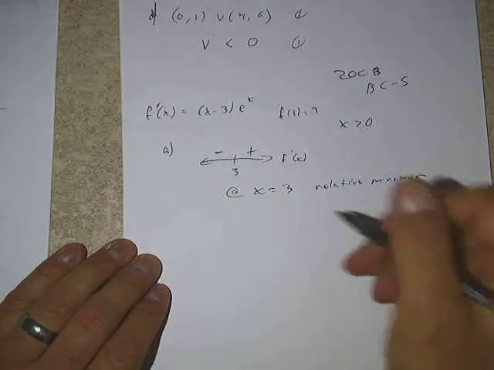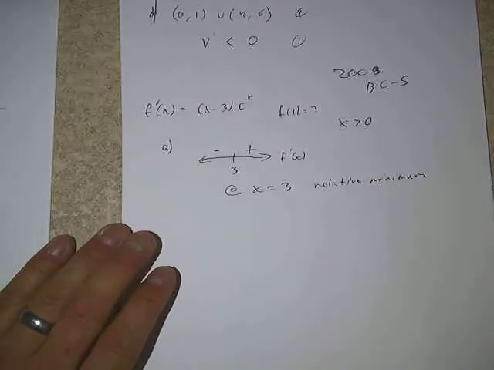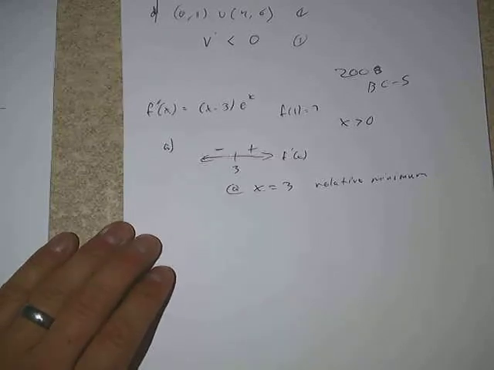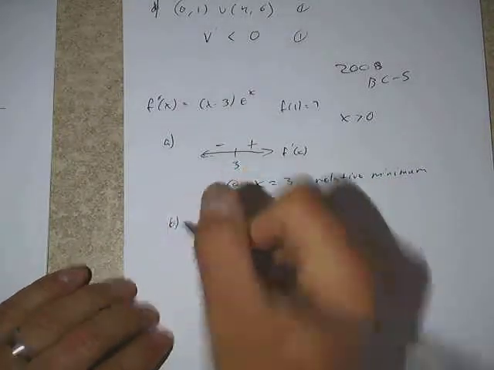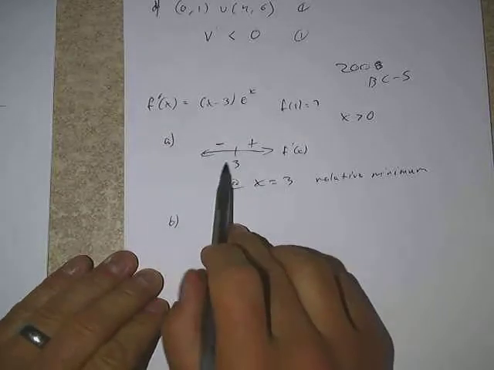So at x equals 3, and they ask us at this point, does it have a relative maximum, minimum, or neither? So at x equals 3, we'd have a relative minimum. And our justification is our work is here. Say that ultimately we're decreasing to the left, increasing to the right. Makes a minimum point at x equals 3. Alright.